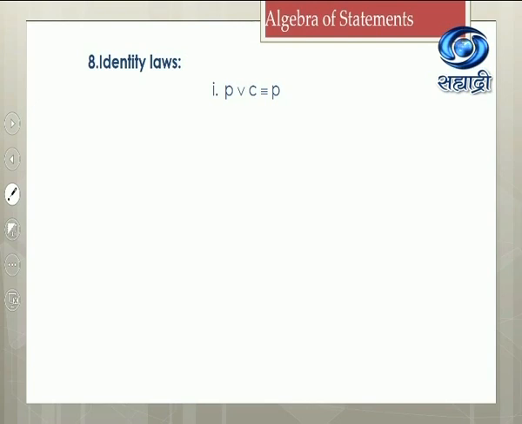Identity laws now. P or C is P. P and C is C. P or T is T. P and T is P. So using your own logic, students, you can try to remember. When disjunction is there with contradiction, you get the statement itself. With conjunction and contradiction, you get the contradiction. Okay, P or T, that is disjunction with the tautology, becomes tautology. And with conjunction, it becomes the statement itself.